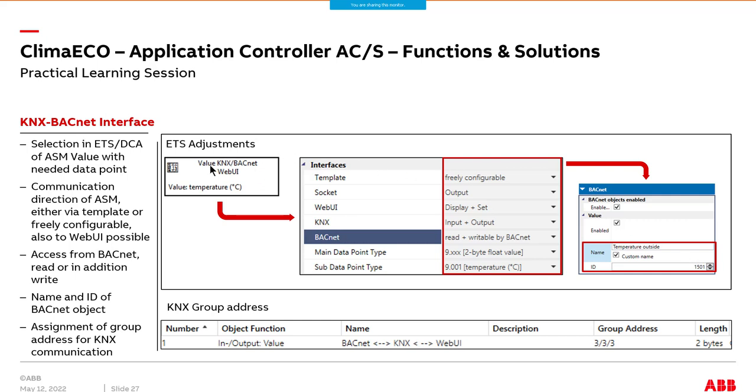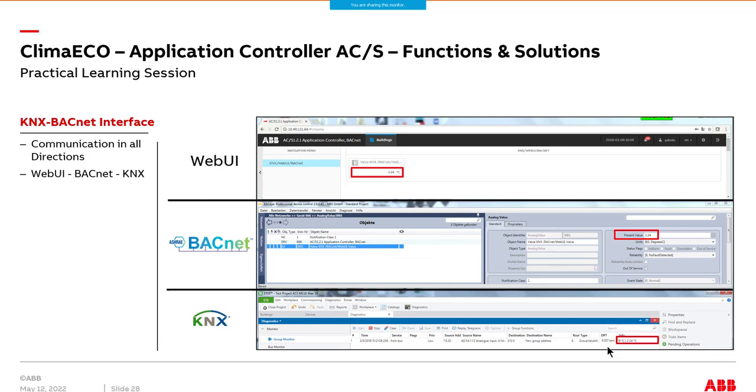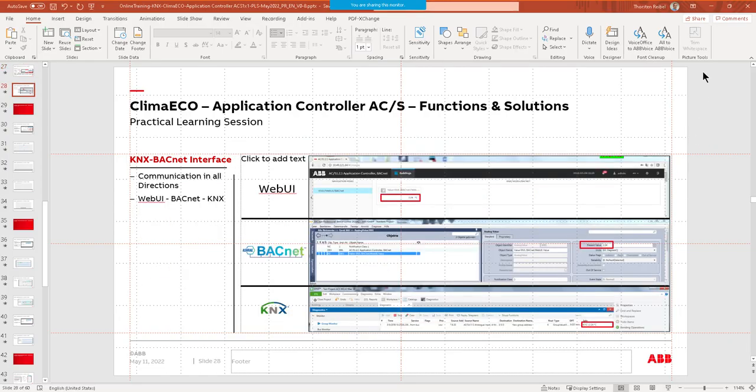Behind this value ASM exists a group object I assign to the group address, which belongs to the KNX data point. And then in principle, it's available as a BACnet data point as well. But I will show it. And then you can see it on the KNX, the same value on the BACnet. And if you want, also on the web user interface. Let's have a look.